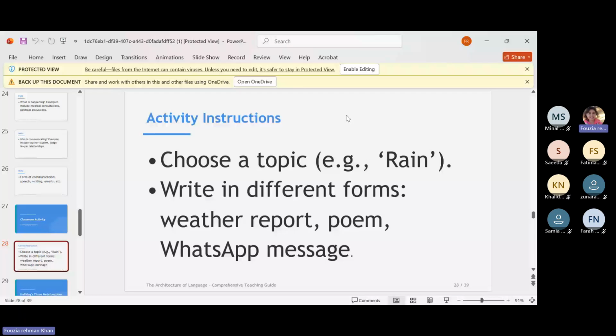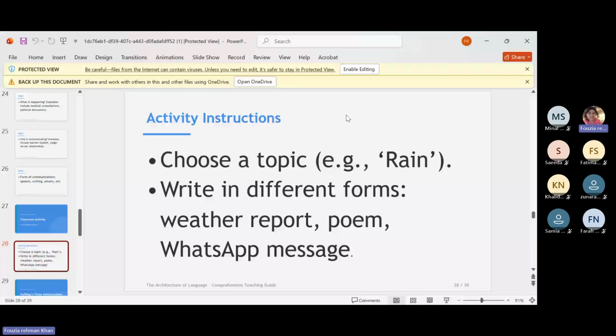What we did previously, we changed people: dean, friend, mother. How do you inform them that you are not able to attend the event? Here we are changing the mode. So on the topic of rain, how do you report it as a weather reporter? How do you write a WhatsApp message to a friend or to anyone to inform about the rain? Or do you remember any song related to rain?